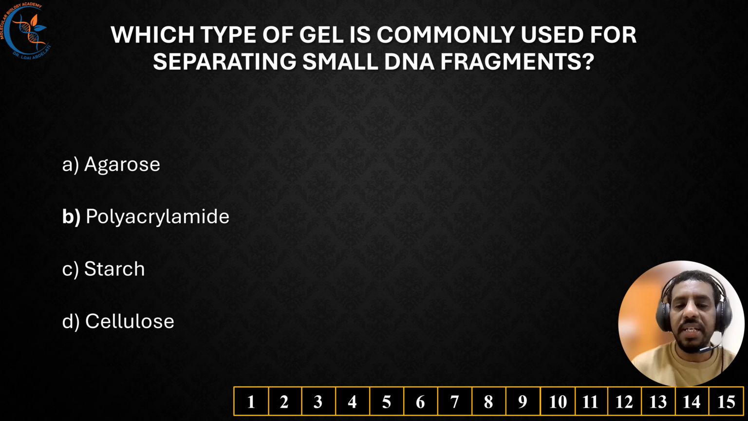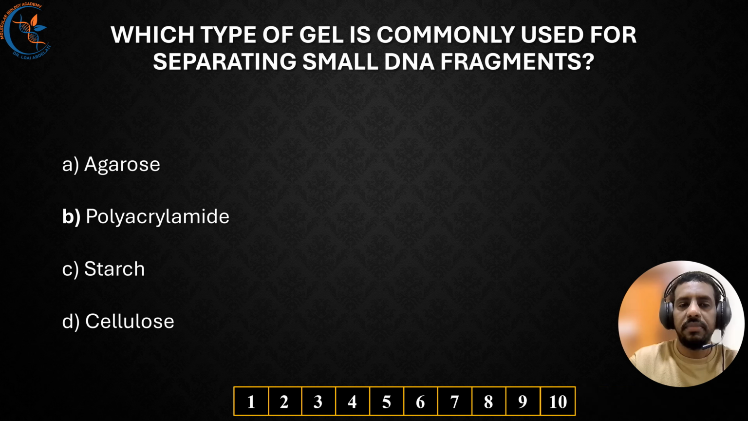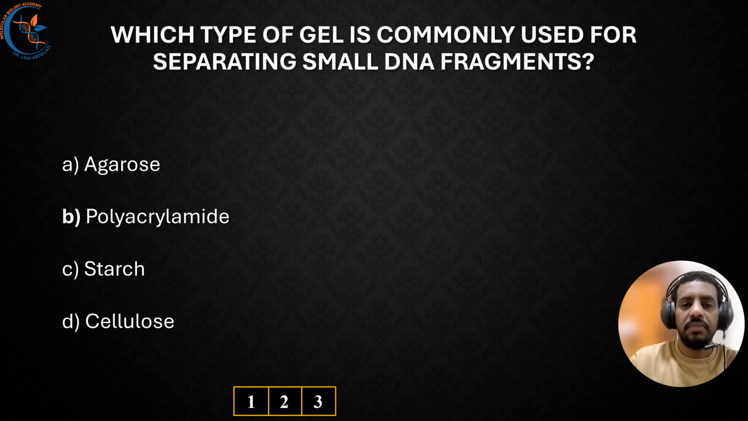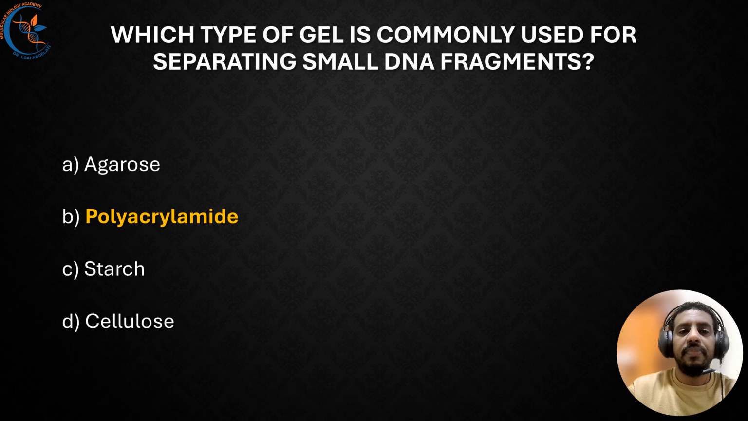Which type of gel is commonly used for separating small DNA fragments? The correct answer is polyacrylamide. As we know, polyacrylamide gels are used for separating small DNA fragments due to their high resolution compared to the agarose gels. All right, let's move on.